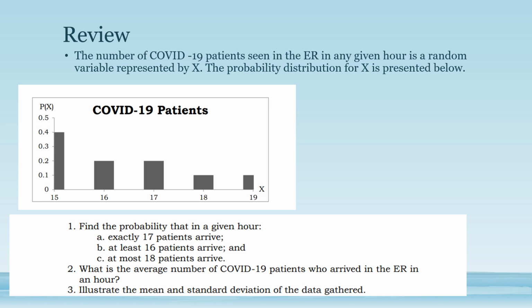Number 1. Find the probability that in a given hour, letter A, exactly 17 patients arrive, letter B, at least 16 patients arrive, and letter C, at most 18 patients arrive. Number 2, what is the average number of COVID-19 patients who arrive in the ER in an hour? Number 3, illustrate the mean and standard deviation of the data gathered.